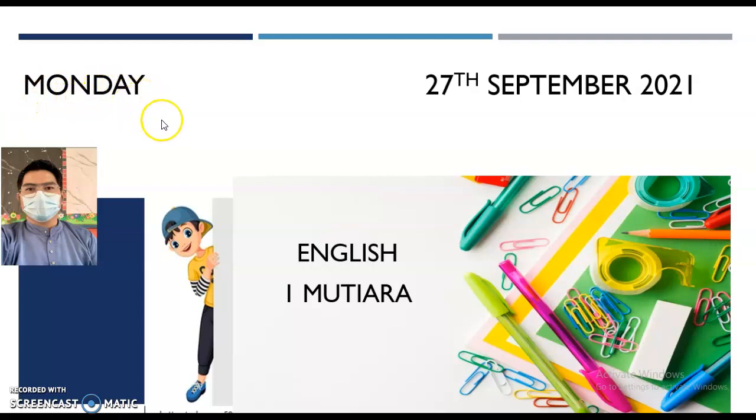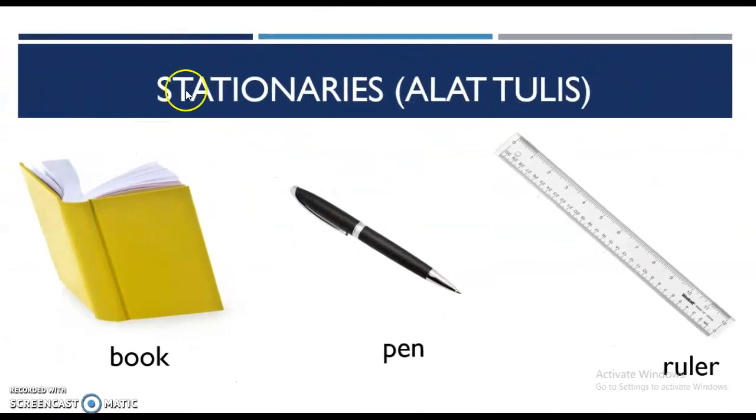M-O-N-D-A-Y, Monday. Isnin, 27th of September 2021. Alright. So today we will learn about stationeries, or in Bahasa Melayu, alat tulis. Okay, alat tulis ni yang peralatan yang kita guna di dalam kelas.